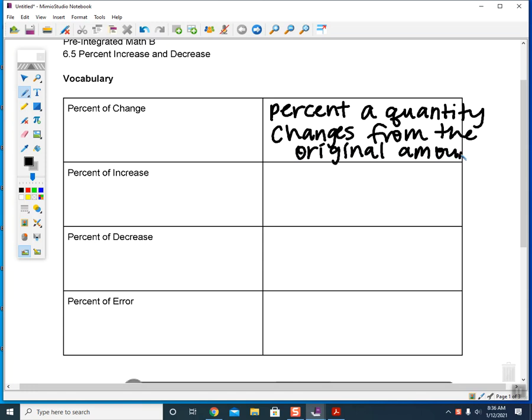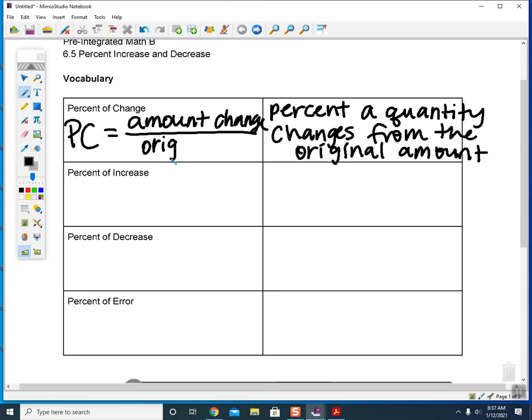Okay, so I'm taking a number that I'm starting with, and the percent of change is the percent that it either increases or decreases from that amount. So to figure out percent of change, we take the amount of change and then divide it by the original number. We'll do some examples of these.